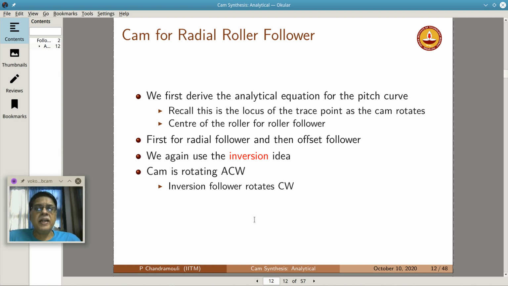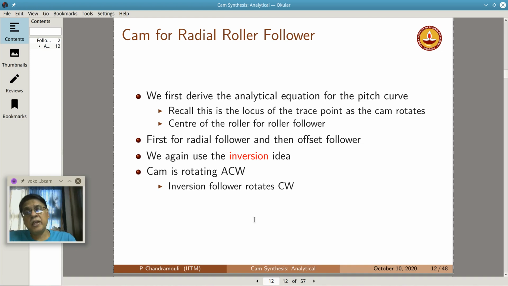And the fundamental idea is again to use inversion. Remember, in graphical construction also, we basically stuck with the idea of an inversion. We thought of ourselves as sitting on the cam and then said what happens when the follower starts to rotate around, right? So let's say the cam is rotating anti-clockwise. It could be rotating clockwise, doesn't matter. But then the inversion appropriately will change direction.